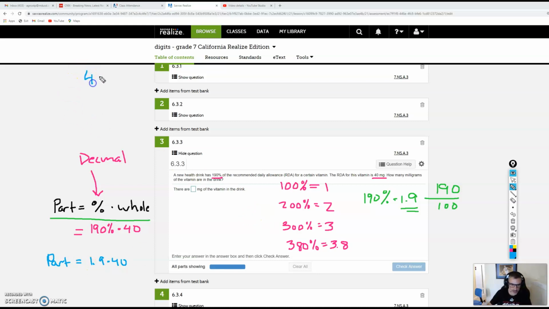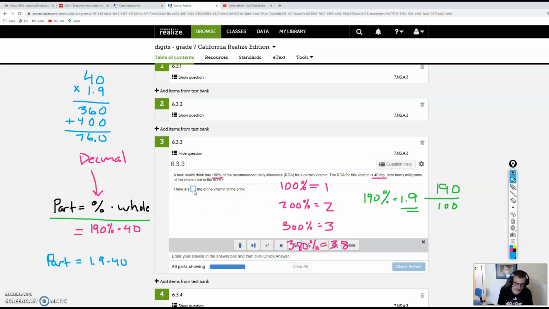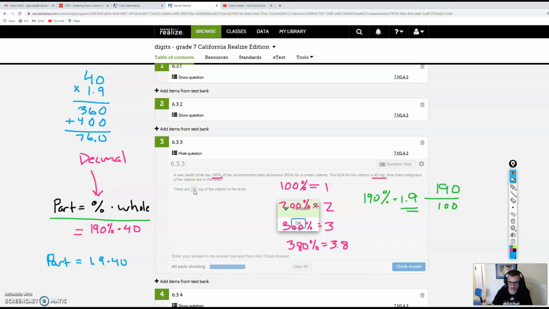I'm going to go ahead and just do it up here. 40 times 1.9. 0 times 9 is 0. 4 times 9 is 36. Plus, put a 0 here. 0 times 1 is 0. 4 times 1 is 4. That is 760. And I have one number behind the decimal, so I have to put one number right here. So 76. So 76 is 190% of 40. All right, so our drink has 76 milligrams. And that makes sense, right? 76 is bigger than 40, which is why it's 190%.